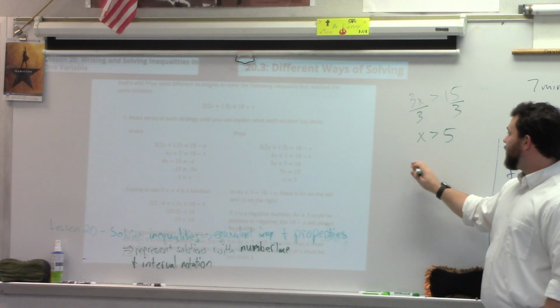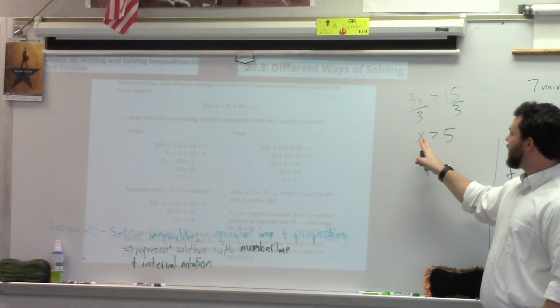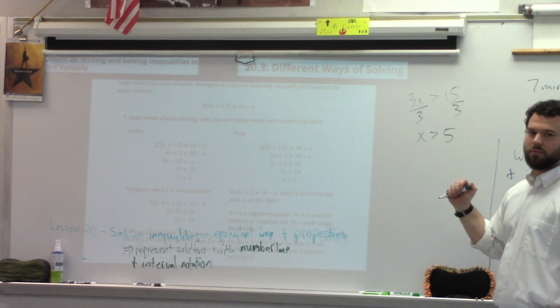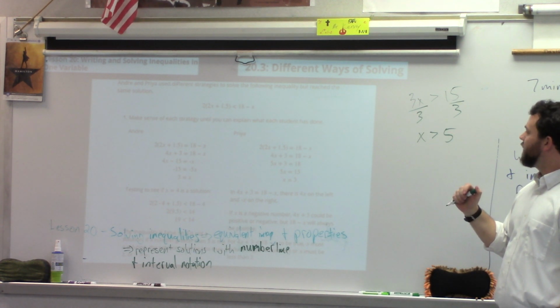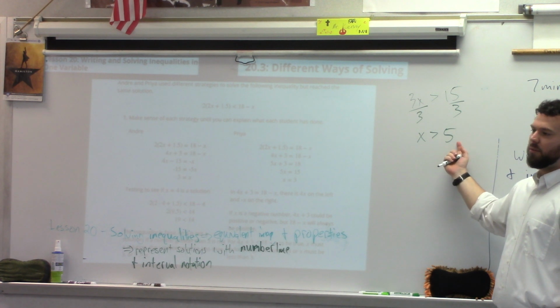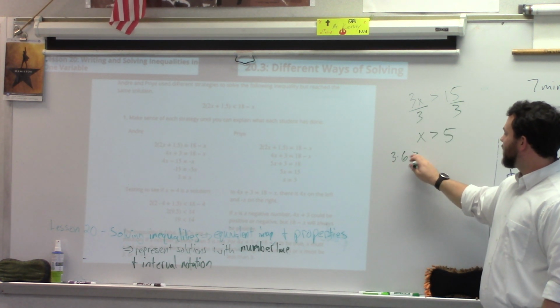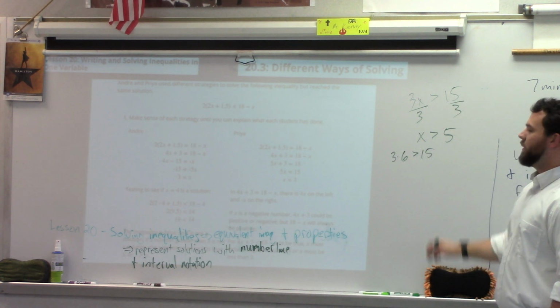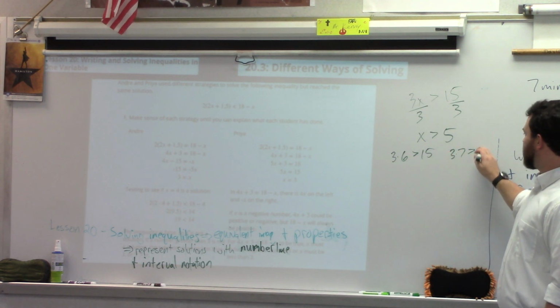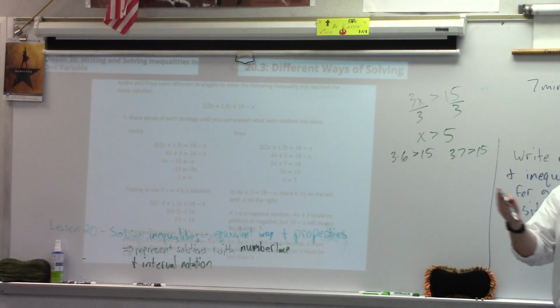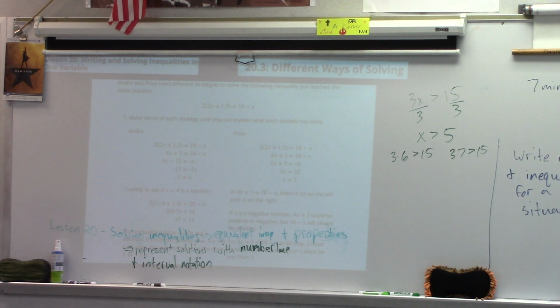And so if I test a number, what kind of number should I be thinking about for solutions? A number greater than 3. Not greater than 3, greater than 5. Give me a number. 6 and 7, let's check them. 3 times 6, is that greater than 15? Yup. 3 times 7, is that greater than 15? Yup. Okay, so there we can very quickly see just a handful of solutions. This is why we need number lines and interval notation to show all of them.